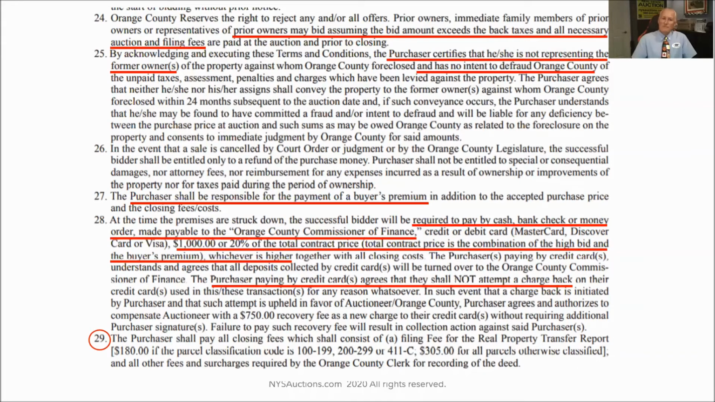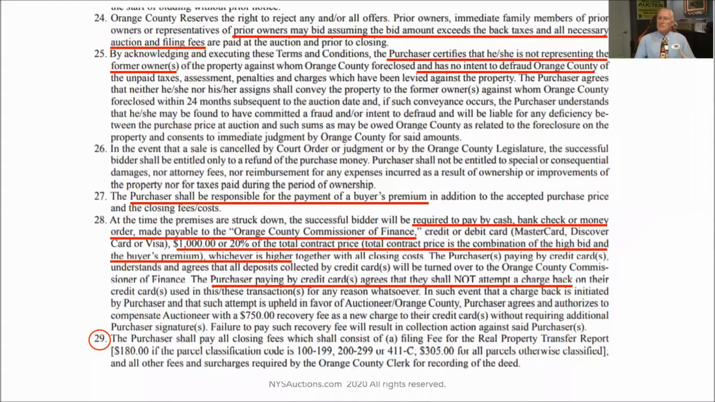Number 27, the property is going to be sold to you subject to the buyer paying a buyer's premium, and that's the commission that's going to be owed to the auction team through the broker, and we'll cover that in just a little bit. At the time that the premises are struck down, you're going to be required to make an immediate down payment. That immediate down payment is usually through cash, a bank check or money order payable directly to, in this case, Orange County Commissioner of Finance. And we could also accept credit or debit card, and that's either MasterCard, Visa, or Discover.